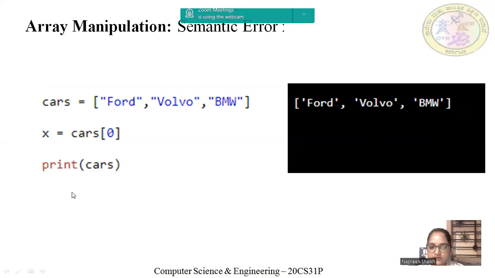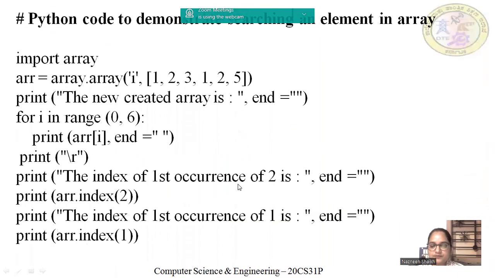Because you did not print X, you printed the array entirely. So the program is incorrect. That is why you're expecting only 4 to come here as an output, but you are seeing the entire array, because you made a mistake here. Instead of writing print X, you wrote print cars. And that's why instead of just 4, you're seeing the entire array elements printed here. So this also could be a semantic error for array.